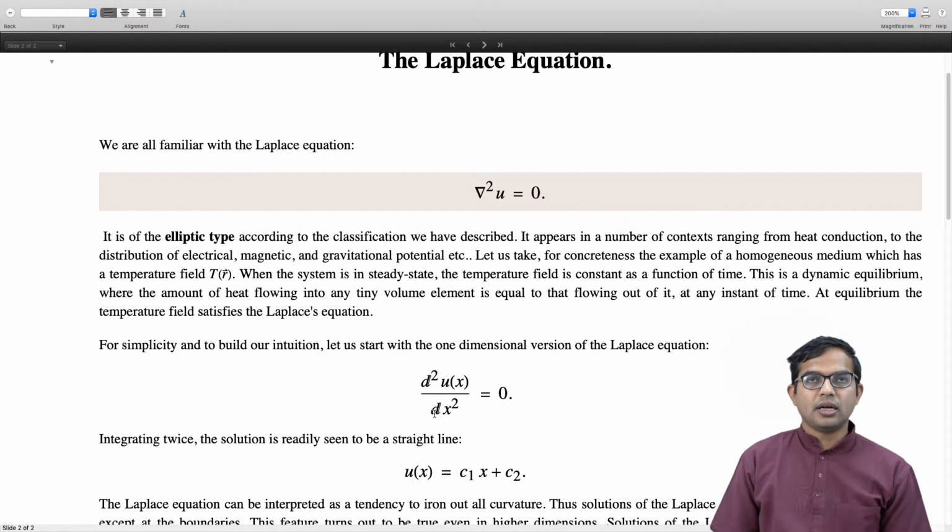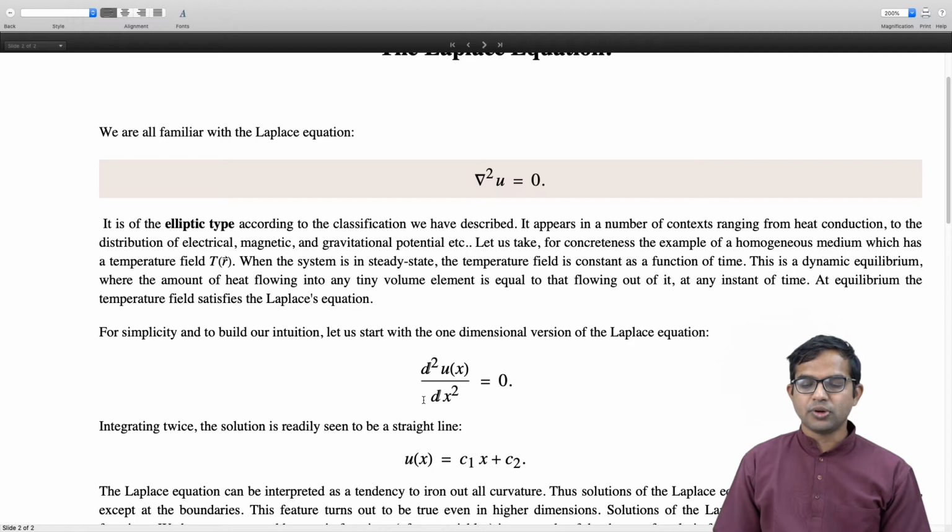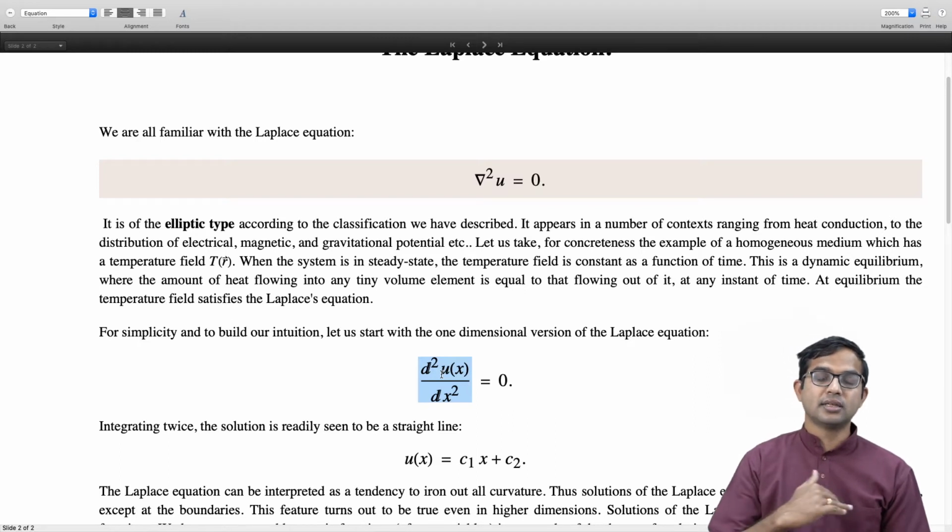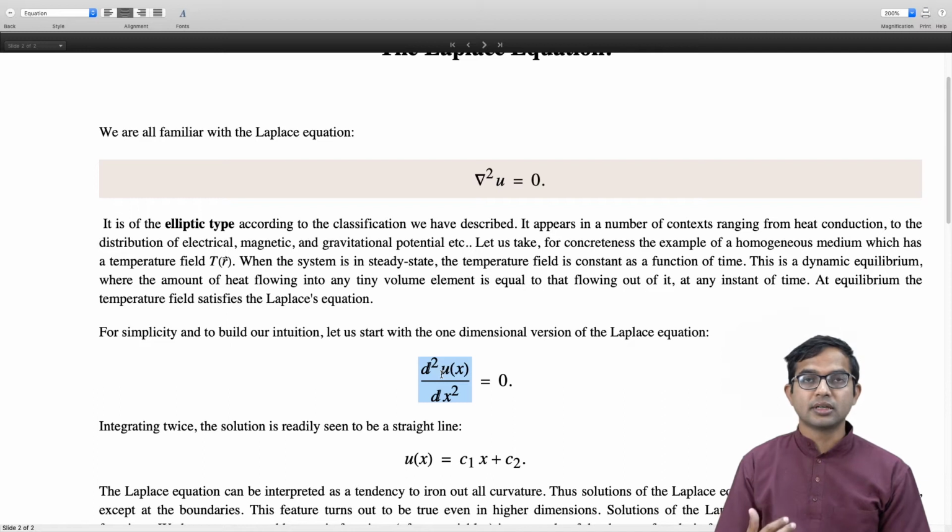So the solution is a straight line, and so already there's insight which we can pull out from just the 1D version, and which we will see will carry to higher dimensions as well. So the key point is that this equation has an explicit tendency to iron out all curvature, right? The second derivative is where the information about the curvature of the function is contained. So we know that du/dx is the slope, d²u/dx² is the curvature. So clearly the solution does not contain any quadratic part to it. It's a straight line, right?